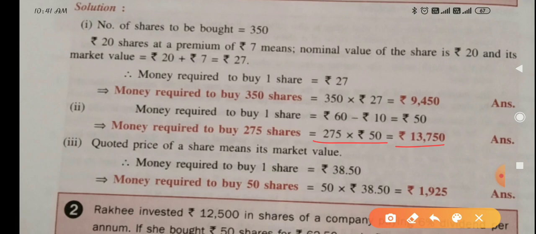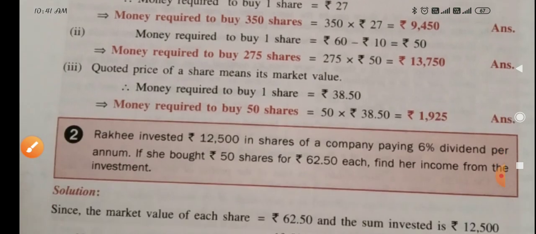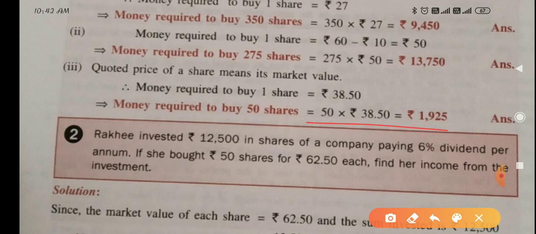275 multiplied by 50 is 13,750. Next part is 50 shares you want to purchase, 40 rupees shares quoted at 38.50. So this time they are directly giving the market value. They are not saying at a premium or at a discount. They are saying rupees 40 was the nominal value and it is available in the market at rupees 38.50, and you want 50 shares. So 38.50 multiplied by 50 will be the sum invested. So 1925 is the money required.